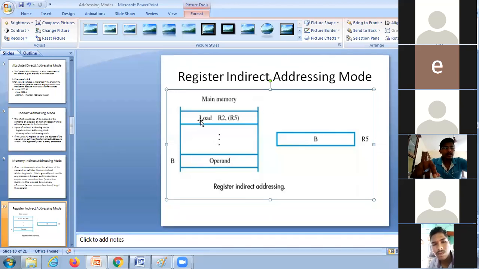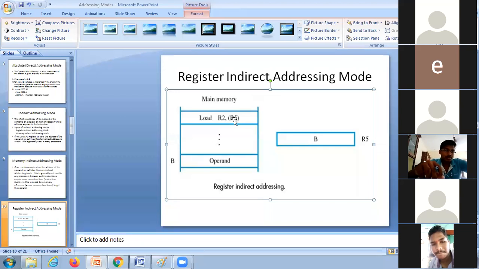That is called load R2 comma within the brackets R5. This is indirect addressing mode, brackets. So for indirection, are we going to use register or memory here? We have used register or memory for indirection.